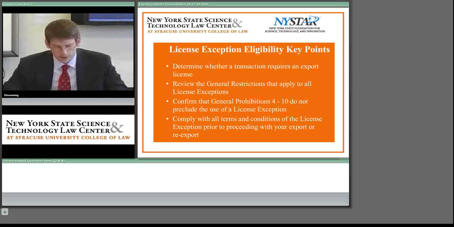Key points to remember when considering license exception eligibility for a transaction include the following. First, one should determine whether a transaction requires an export license based on the item and destination, or based on General Prohibitions 4 through 10.